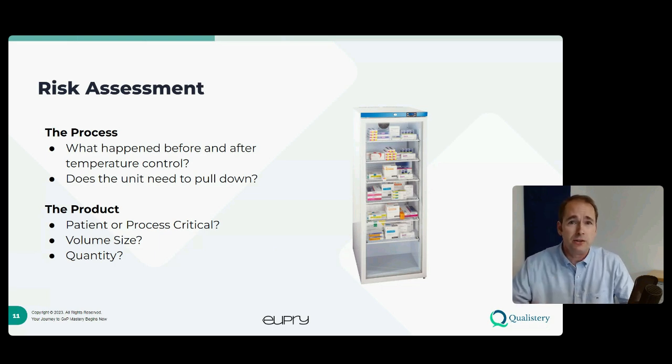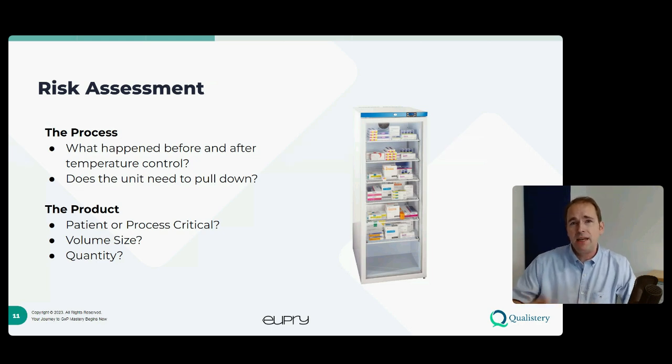We also need to know about the product. So is it patient critical? What exactly are we storing within it? What volume are some of the items that we're going to be storing? Is it very low volume, sort of 1-2 mil? Or are we looking at things perhaps 500 milliliters or a litre? Or are we using boxes? And what is the volume? How much space do we need within the unit?